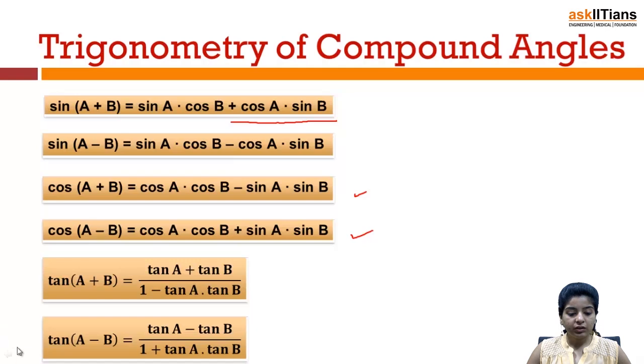So you can see here that when you have sin of A plus B you have a plus sign in between, and sin of A minus B you have a negative sign in between. Similarly, in case of cos of A plus B you have negative in between, and in cos A minus B you have a positive sign. Tan of A plus B, in the numerator you will have positive, tan A plus tan B, but in the denominator you have negative, and the opposite is in case of tan of A minus B.